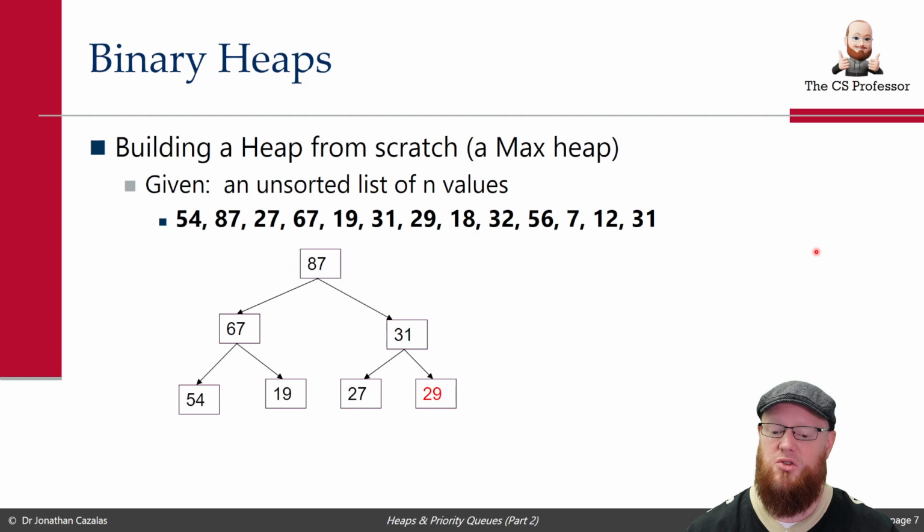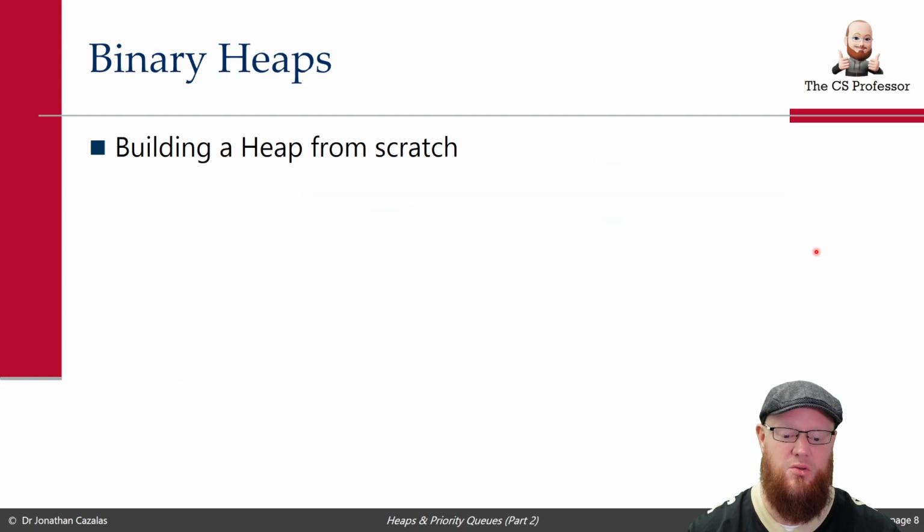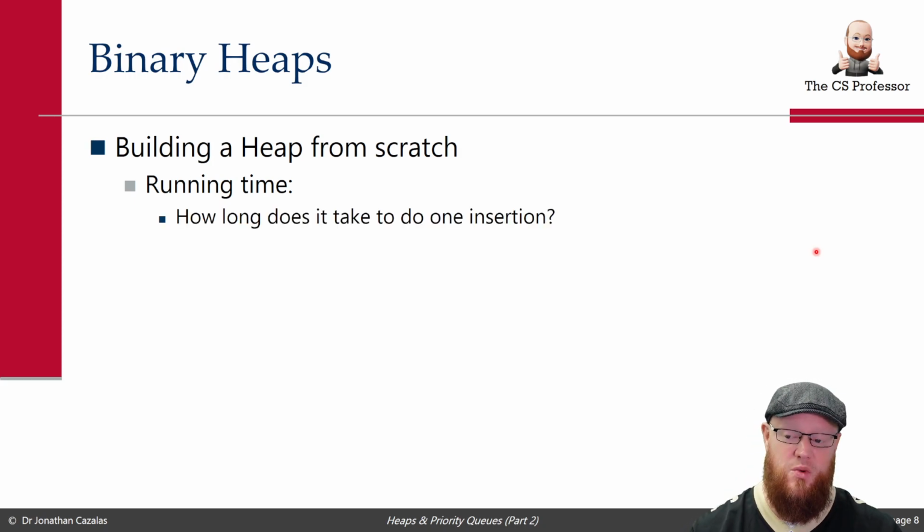We insert the 29, we're good. We insert next the 18, we're still good. Insert 32, good, and so on. So what is the running time of building a heap using that exact process that we just saw?